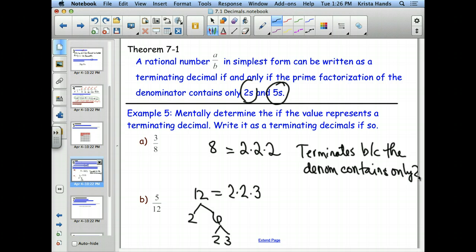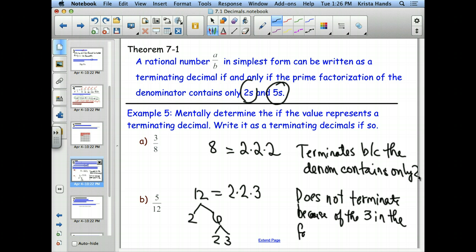So will this terminate? No. This one does not terminate. And it does not terminate because of the 3 in the factorization of the denominator. So is it just a rule that it has to contain a 2 or a 5? It doesn't have to contain a 2 or a 5. It can only contain a 2 or a 5.